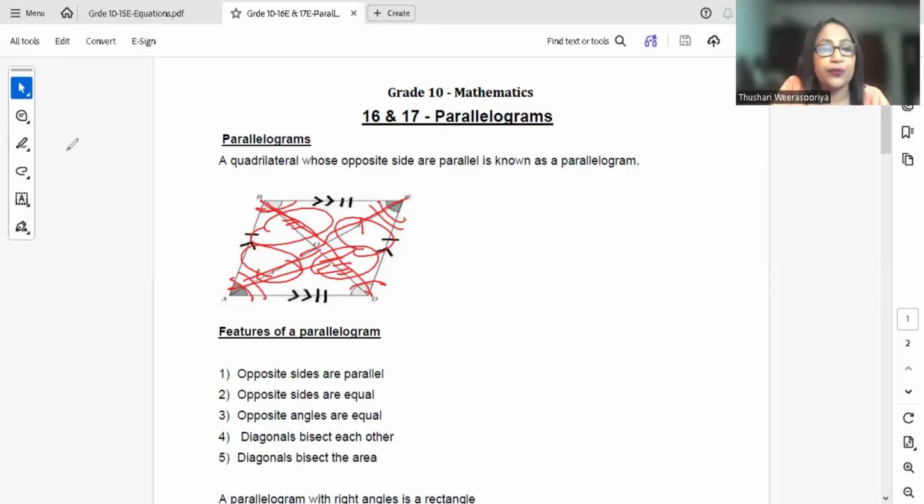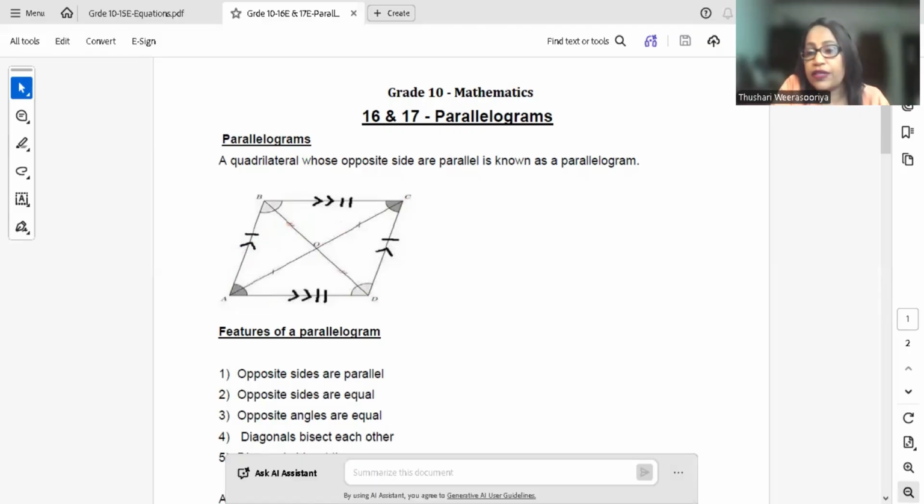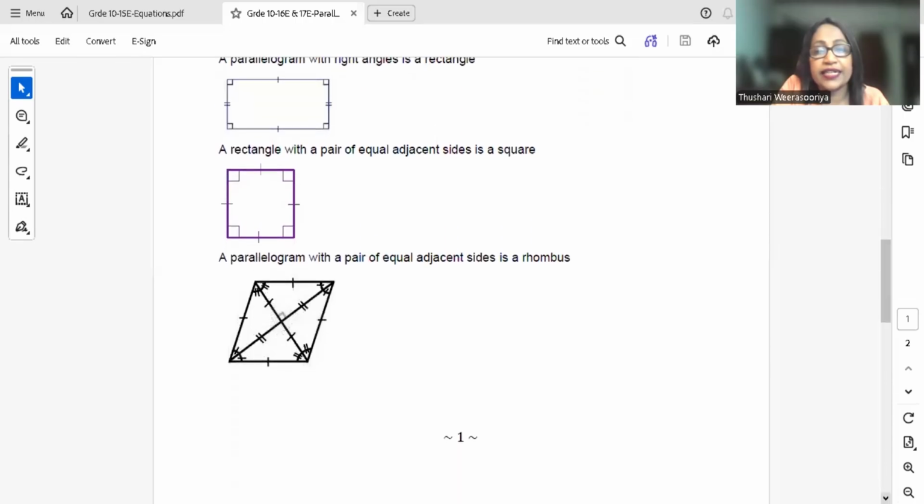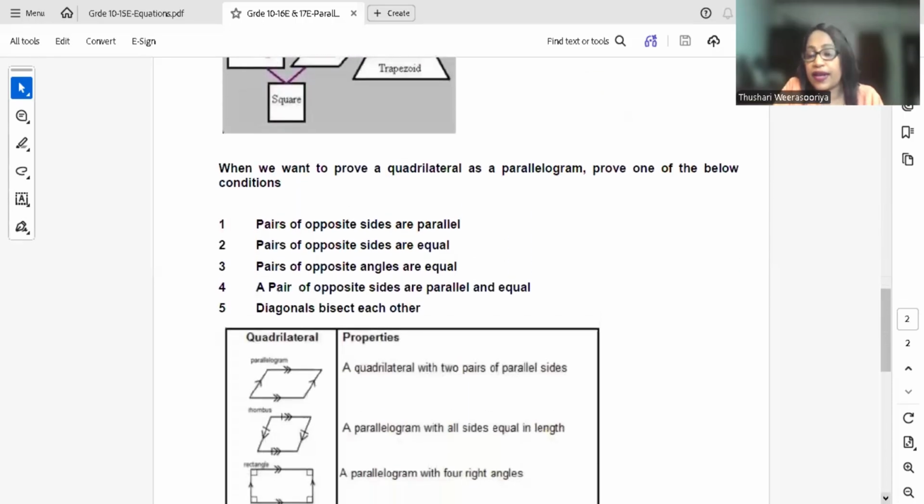That is part 2, the 17th chapter. Under the 16th chapter we learned the features of a parallelogram. Under the 17th chapter we are learning how to prove a quadrilateral is a parallelogram. Right? That's the summary. Now most of the time in the paper you get questions where they give a quadrilateral, and we have to prove it is a parallelogram, right?